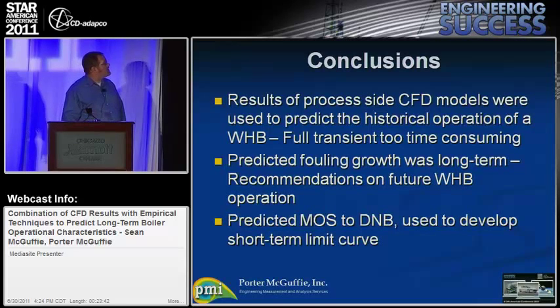So to conclude very quickly, with the process side CFD models, we were able to predict the full 9-year historical operation of a waste heat boiler, something that we couldn't do with just a transient CFD. We were able to show that the fouling growth was long-term, not short-term process excursions, basically caused by water issues within the boiler, and could make recommendations related to the future waste heat boiler operation to prevent fouling from occurring on the shell side. And then we were able to also develop an operational limit curve for the boiler.